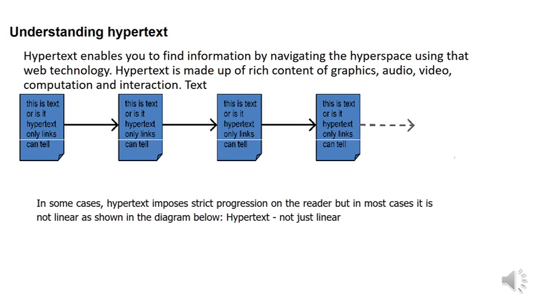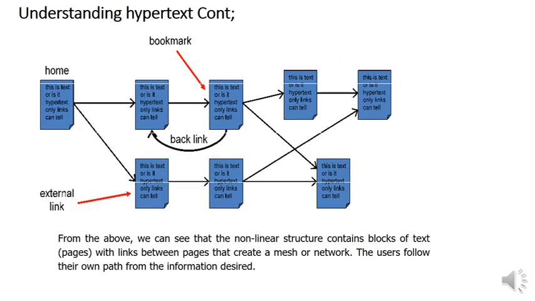In some cases, hypertext imposes strict progression on the reader, but in most cases, it is not linear, as shown in the diagram below. Look at this diagram too. From the above, we can see that the non-linear structure contains blocks of text pages with links between pages that create a mesh or network.